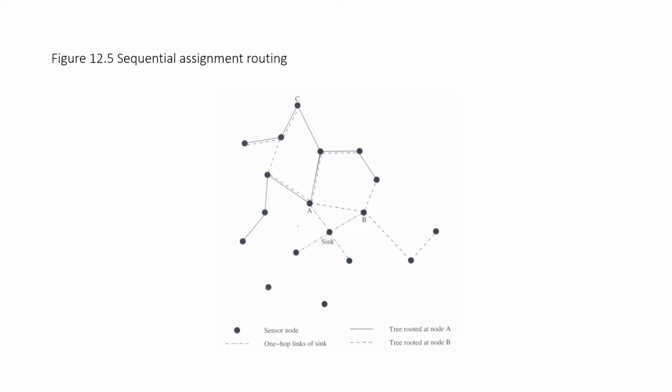The sequential assignment routing, see this. This is a sensor node. That continuous line is one of the links, that is a tree rooted at node A. The dotted line is a tree rooted at node B. See here, this is a sink node. All are connected: A, B and the remaining nodes are neighbor nodes. That is the sequential assignment routing.